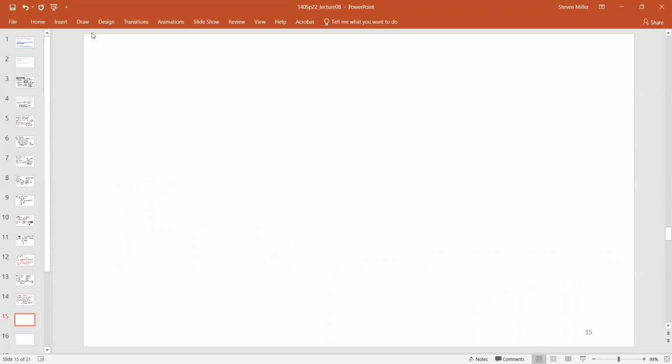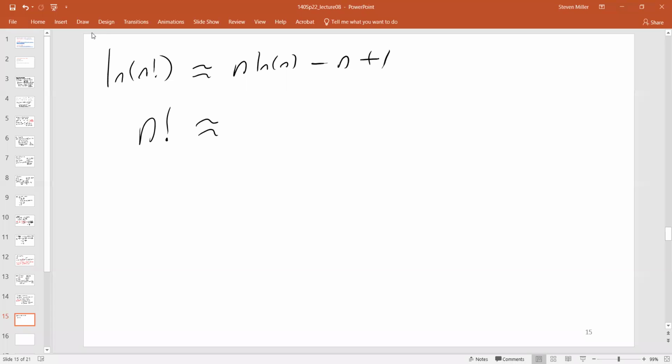So what this tells us is the natural log of n factorial is approximately n natural log of n minus n plus 1. Well, if I know the natural log of n factorial is this, what does that tell me about n factorial? What would n factorial be approximately? So if the natural log of n factorial is approximately n log n minus n plus 1, what is n factorial approximately?